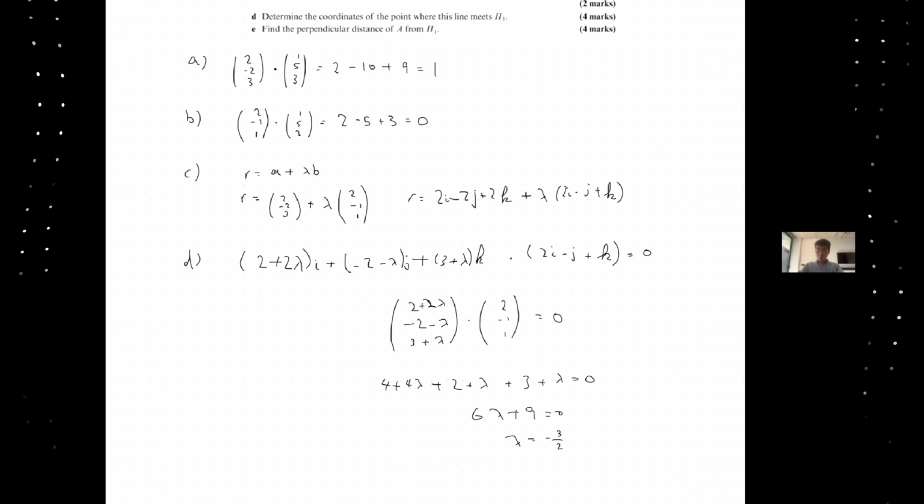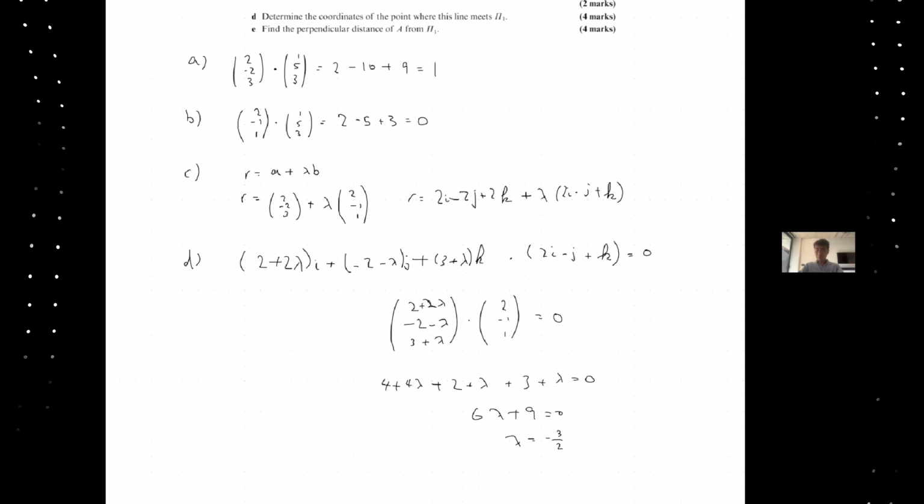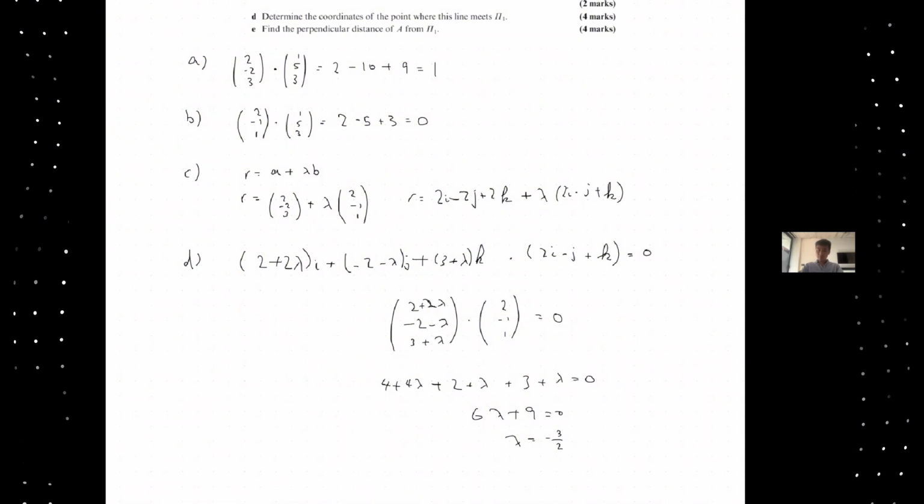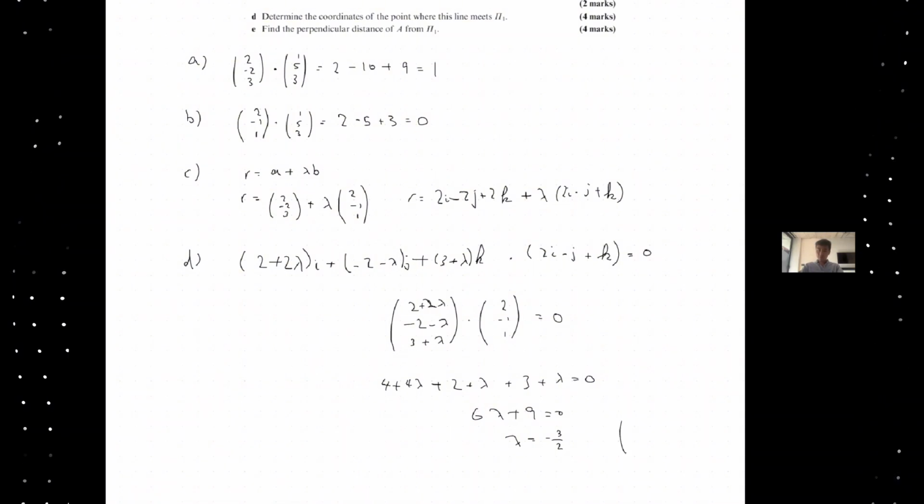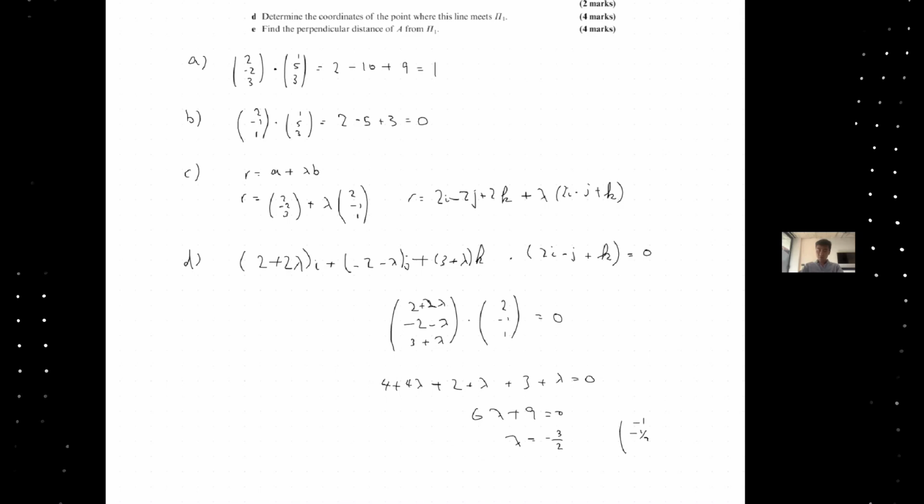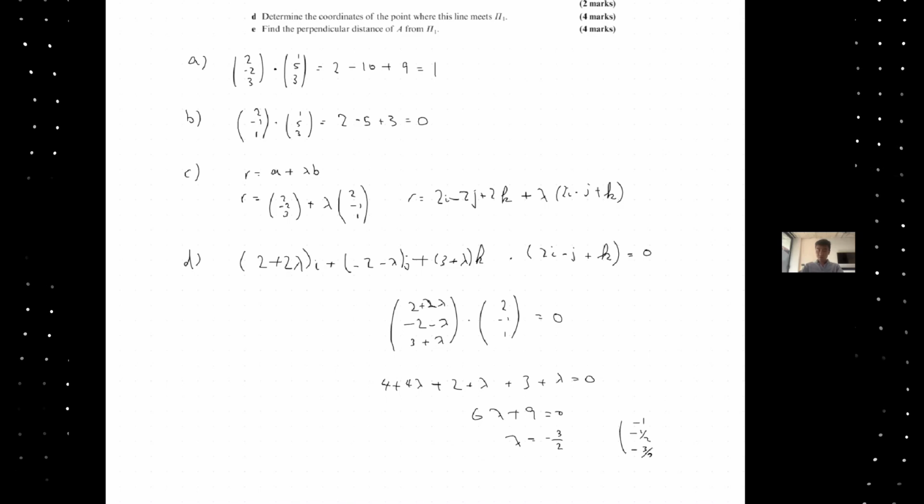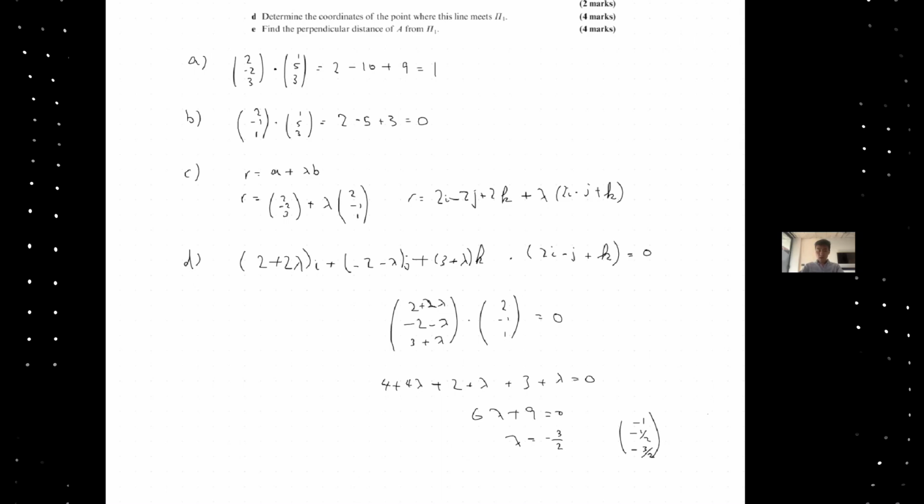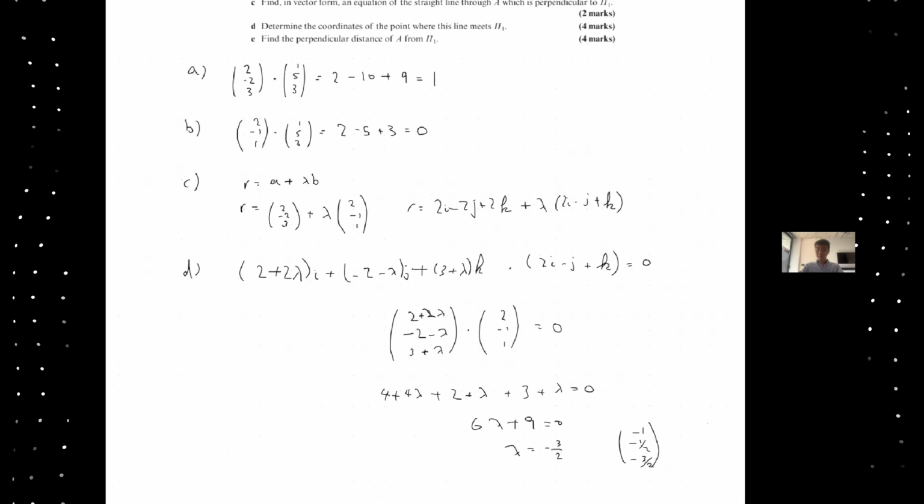And if you do that, you should get the point where the line meets the second plane, and you should get minus 1, minus a half, minus 3 halves. And that answers part D. And for part E, it says find the perpendicular distance of A to this point that we just worked out on plane 1. Okay, well, how do you find the distance between 2 points? Simply find the difference between the x, y, and z, square them, add them together, and then do the square root. So that's exactly what we'll do.